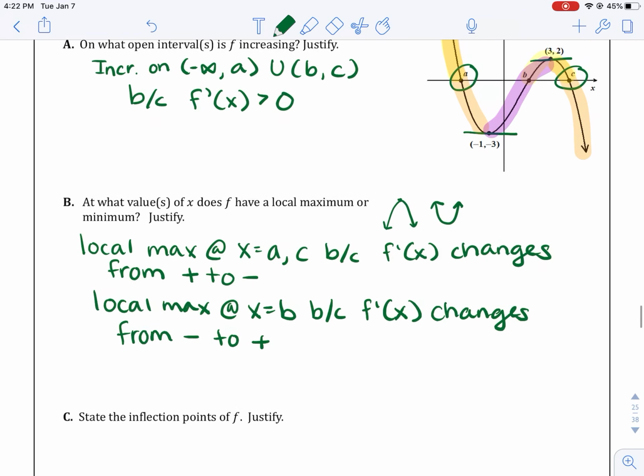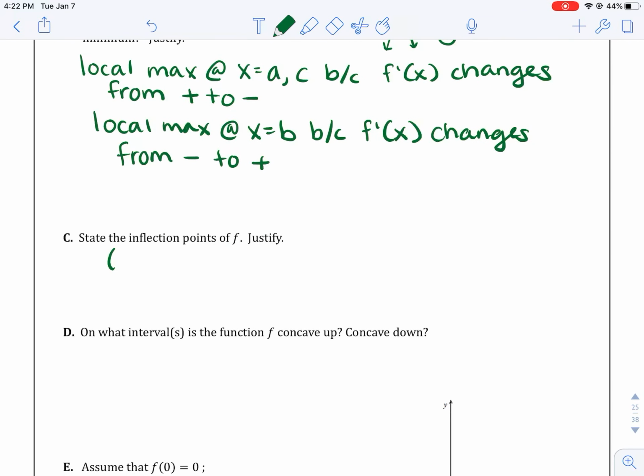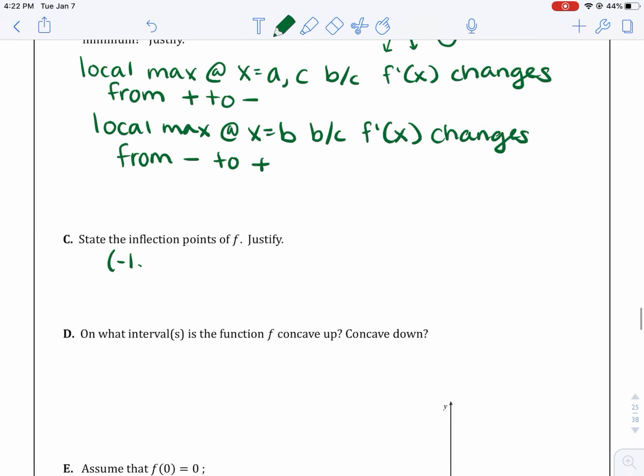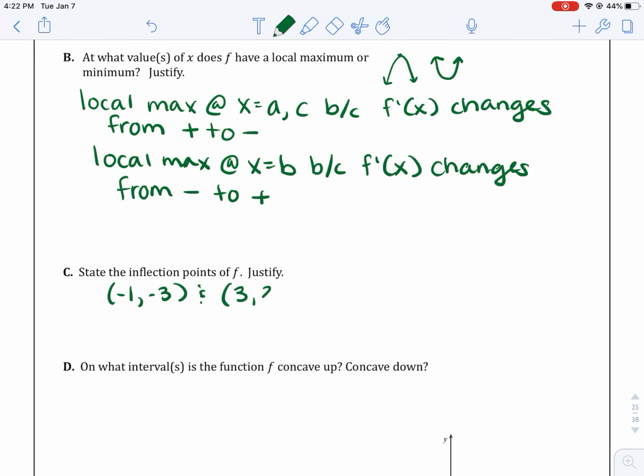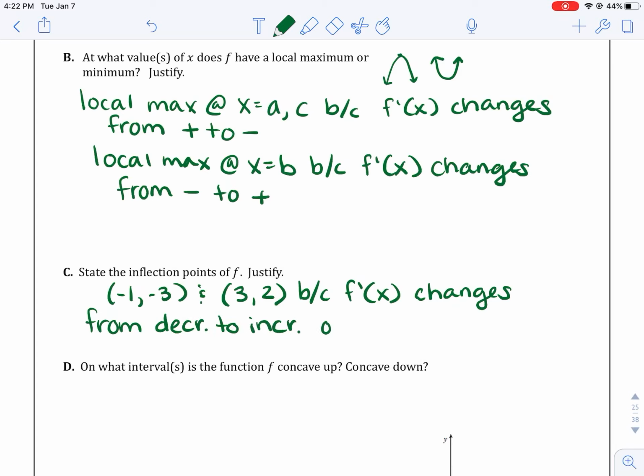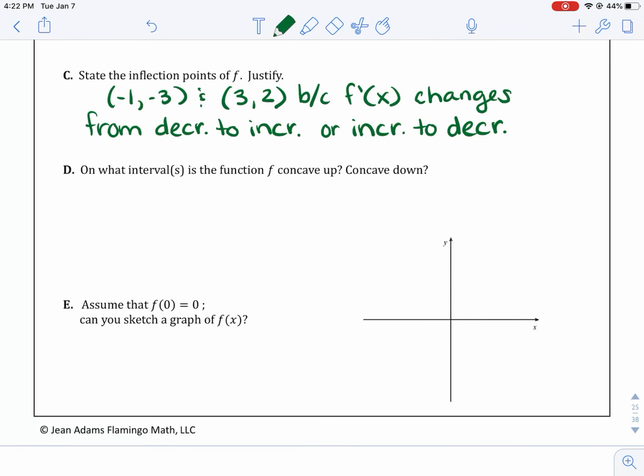Okay, so we would say at x equals -1, or sorry, I guess point, so it's -1, -3, and 3, 2, and we're going to justify based on what we have. We have f prime, so because f prime of x changes from decreasing to increasing, or increasing to decreasing. I'm not mentioning the second derivative because that's not what I have. I have the first derivative, so that's my justification.